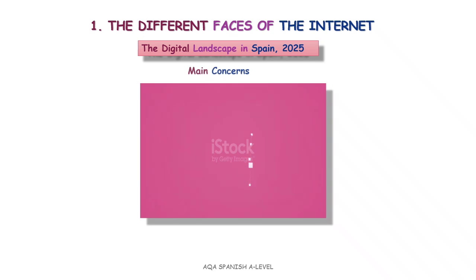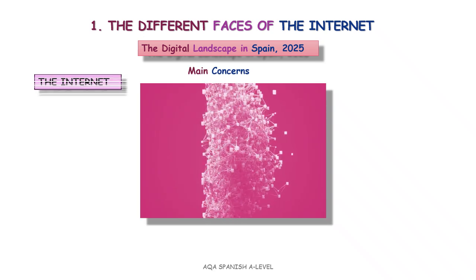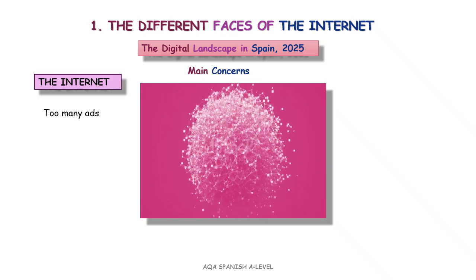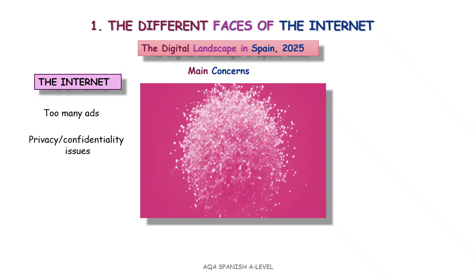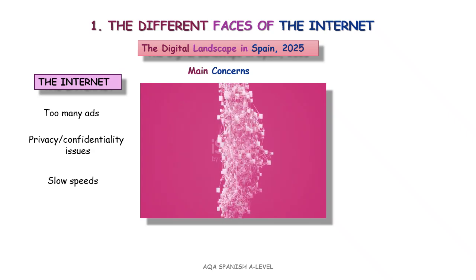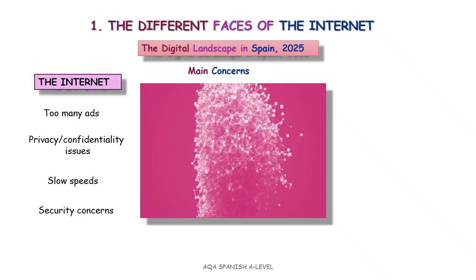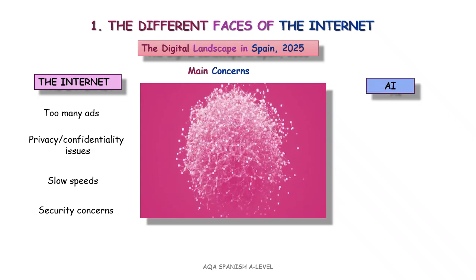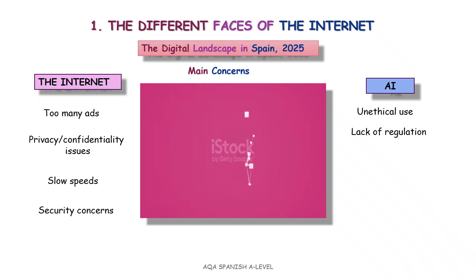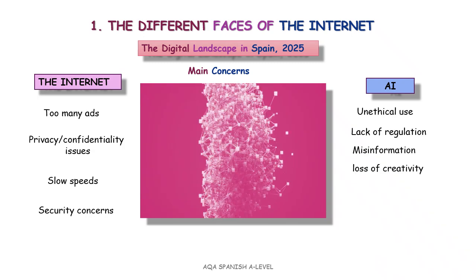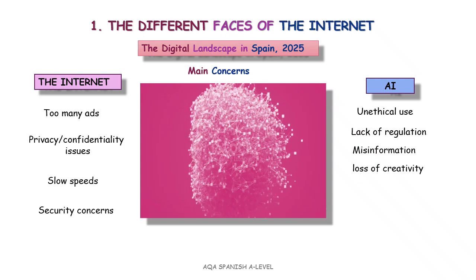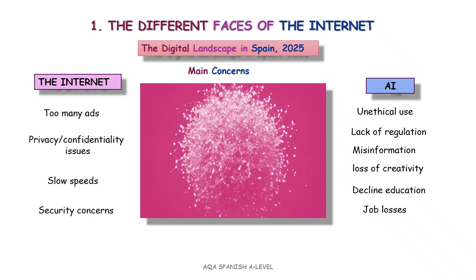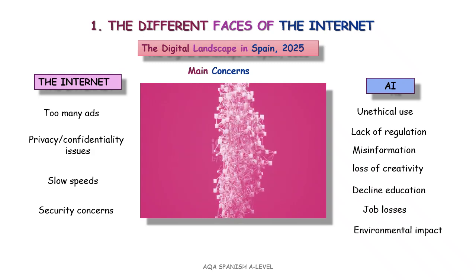And what are the main concerns? As for the internet in general, the top complaints are too many ads, privacy and confidentiality issues, slow speeds, and security concerns. When it comes to AI, people's biggest worries are about unethical use, lack of regulation, misinformation, loss of creativity, a decline in education, job losses, and the environmental impact.